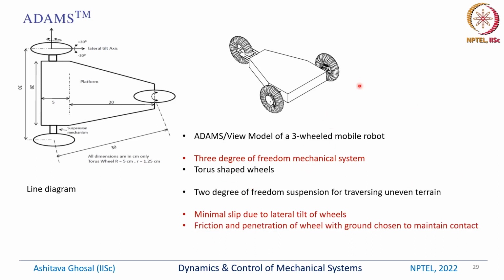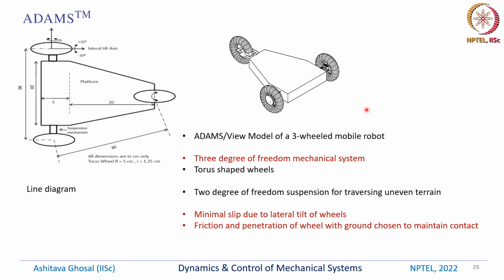And in Adams, if you want this mobile robot to move over an uneven terrain, you can make the uneven terrain in a CAD model. You can also make this mobile robot in a CAD model. You can import both of them, and to make sure that the wheels are always touching the ground, you need to fix something called friction between the wheel and the ground, and also you need to ensure that these wheels are penetrating a little bit into the ground. That will ensure that these wheels are always touching.